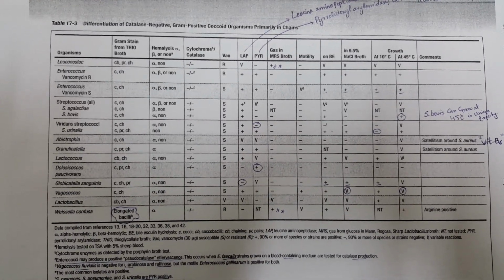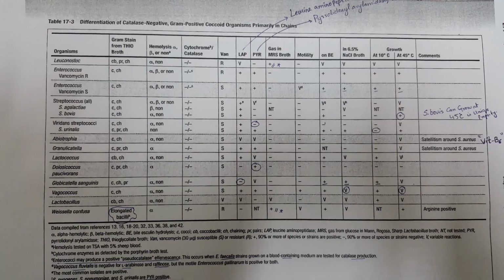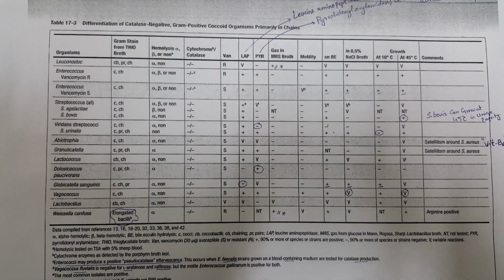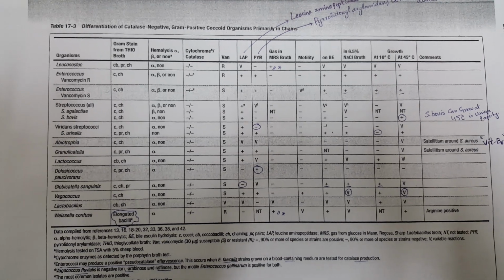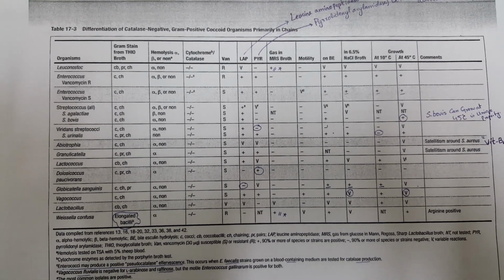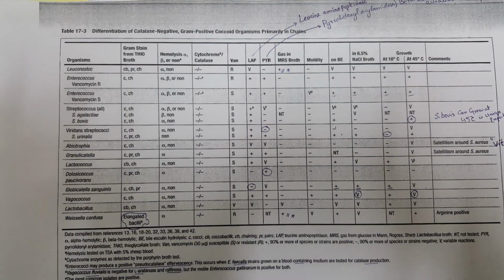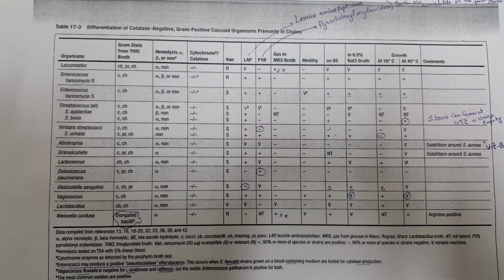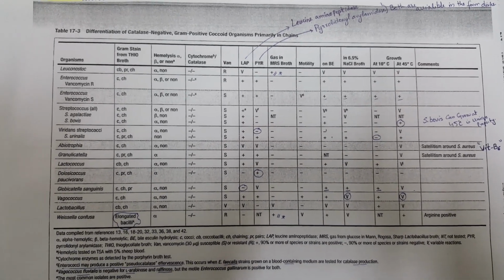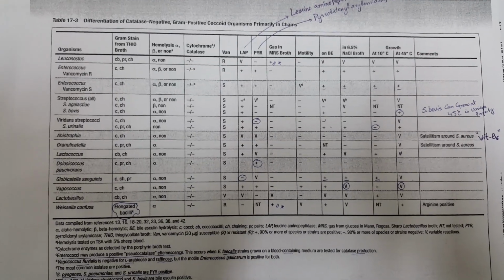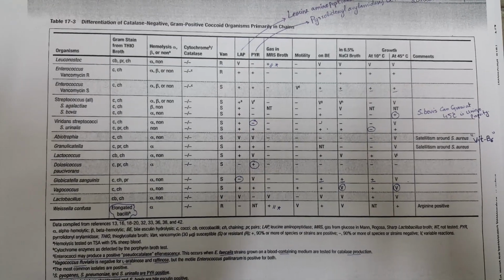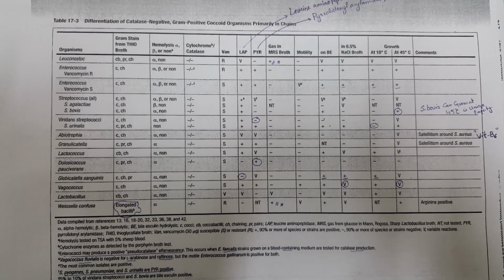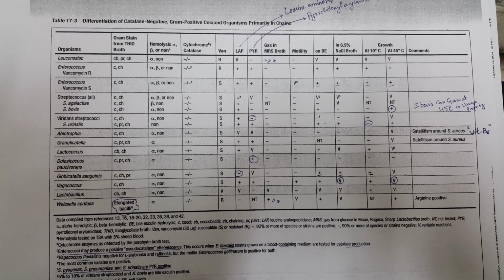Differentiation of catalase negative gram positive cocci primarily found in chains. As we explained earlier, Pediococcus, Aerococcus and Gemella species are large cocci arranged in tetrads, pairs and individual cells. They are not found in chains. So this is another group of catalase negative gram positive cocci that are primarily arranged in chains. The first organism is Leuconostoc.